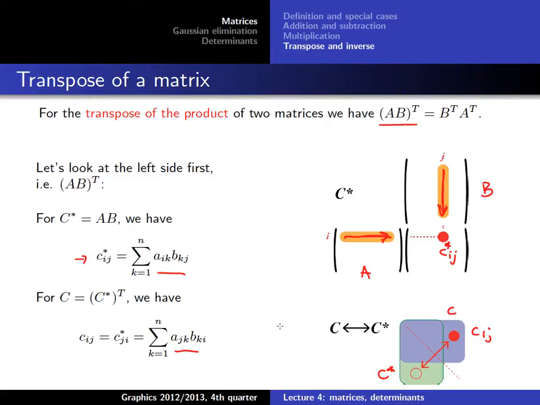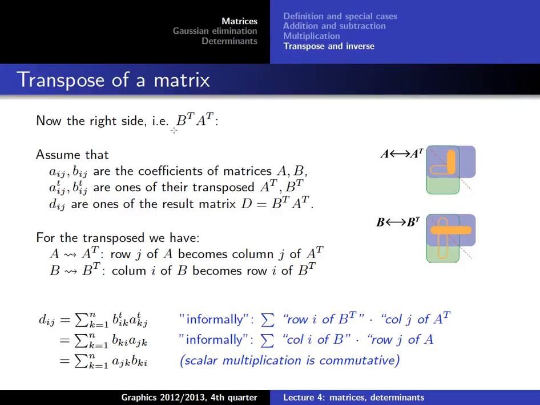But it's pretty obvious, of course, that this is just the definition of it, and then if we want to look up this value here, we have to write the indices here differently. Good. Now if we look at the right side, B transposed, A transposed, so I also introduced some different notation here to illustrate the different cases.